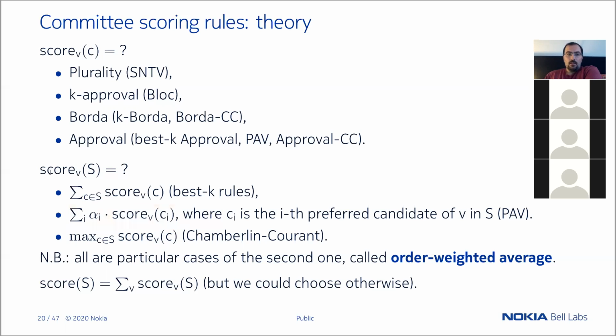And finally, once each voter is able to give a score to each set of candidates, you need a way to aggregate the scores given by the voters. In all the cases that we have seen, the score of a set of candidates is simply the sum of the scores that each voter assigns to this set of candidates. But we could do otherwise. It's not very used, but we could use the product or the mean, for example.